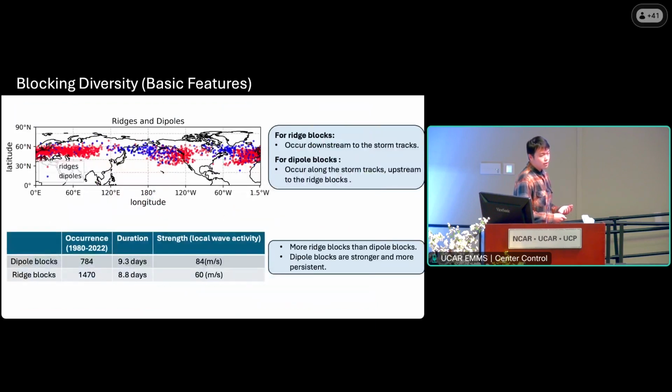So first, I will show some basic features of these two types of block. This figure shows the geographic features of ridge and dipole blocks. It tells you where these two blocks are located.